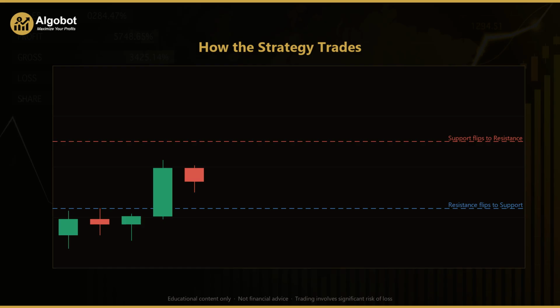Then, on the fourth candle, price closes decisively above that line by more than the break buffer. That's the break. Resistance has now flipped to support, and the strategy arms a long retest watch. Price drifts up, then pulls back.